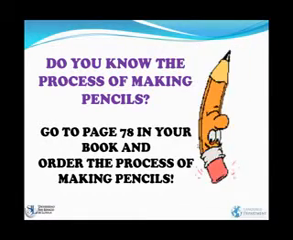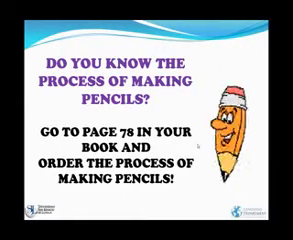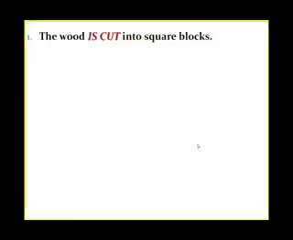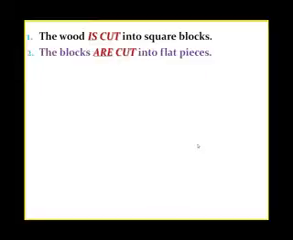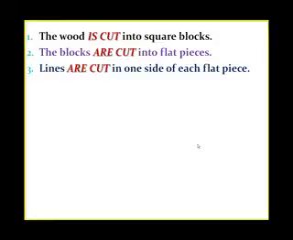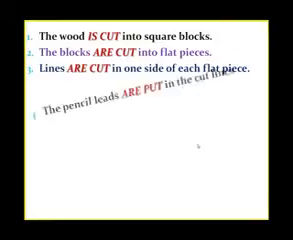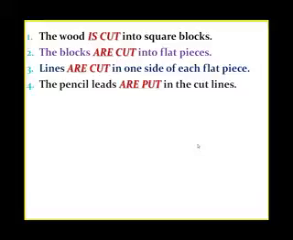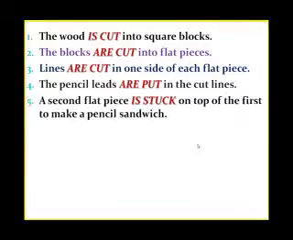It's time now to check our answers. Number 1. The wood is cut into square blocks. Number 2. The blocks are cut into flat pieces. Number 3. Lines are cut in one side of each flat piece. Number 4. The pencil leads are put in the cut lines. Number 5. A second flat piece is stuck on top of the first to make a pencil sandwich.